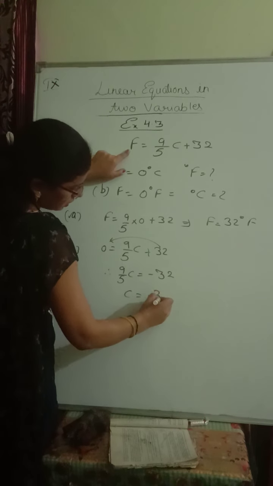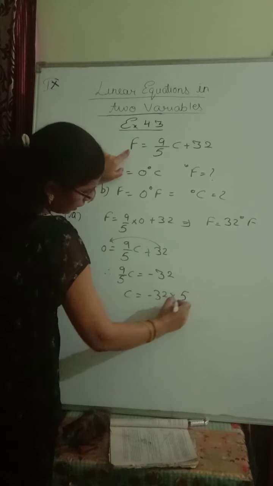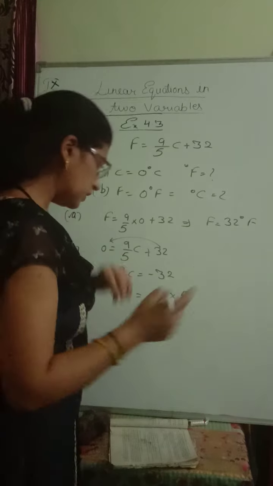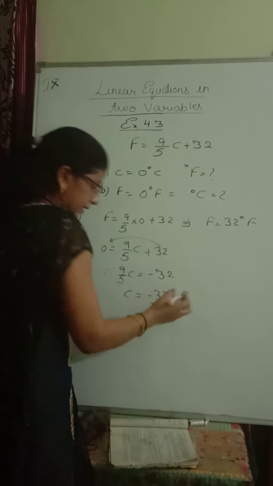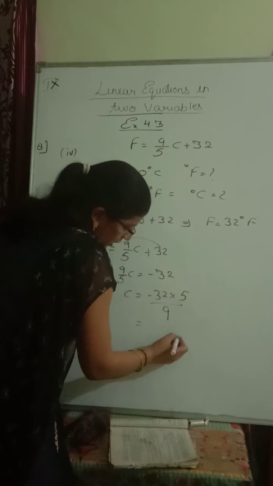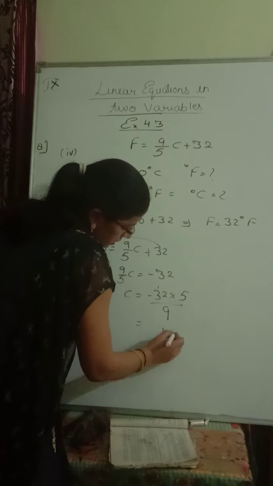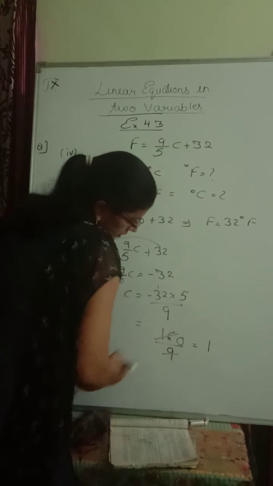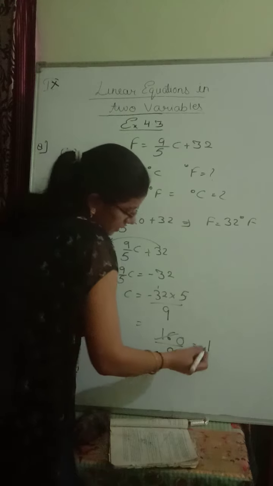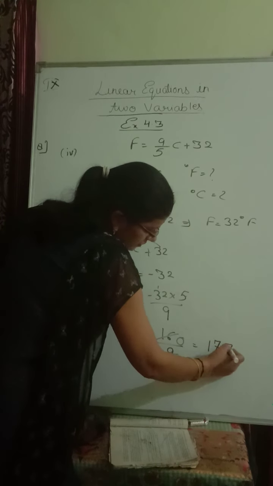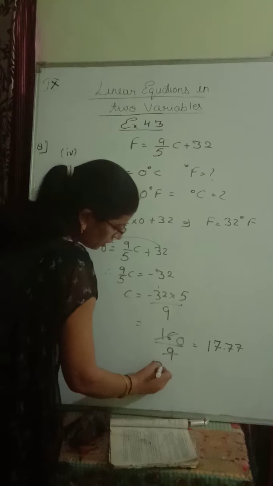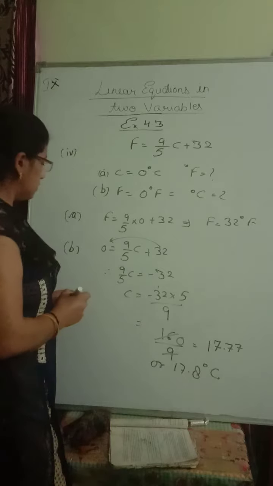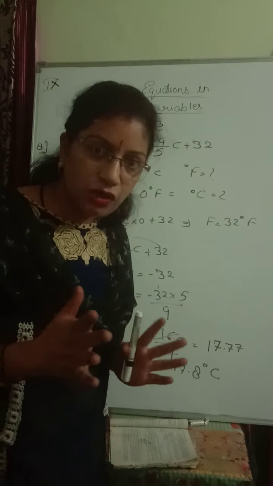C = −32, the denominator will come in the numerator and the numerator will go in the denominator. So this value will come in decimal, because it is not directly cutting the values. So multiply 5 by 32, that is 160, upon 9. 9 ones are 9, 10, 7 is left, 70, 9 sevens are 63, 7 is there, 9 sevens are 63. So we can write 17.7, round off, 17.8 degrees Celsius. This is the fourth part of your question.